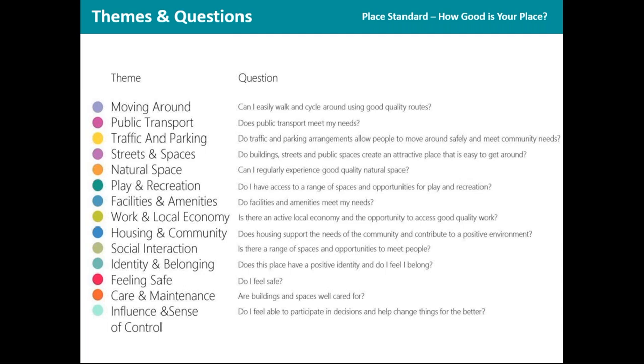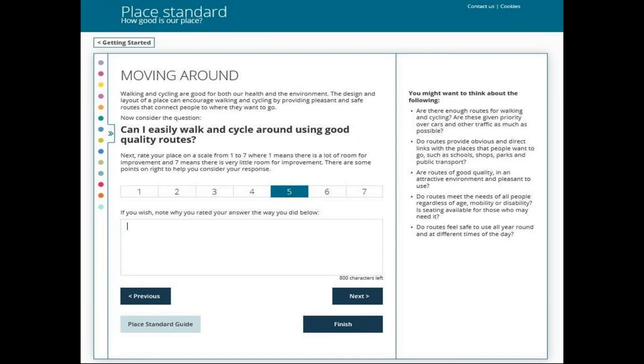Now, you'll see also on the right-hand side that the key question that is asked when using the tool isn't a complex question. So in moving around, we could have had a question asked talking about green travel or active travel. We didn't want to do that. We wanted to make the tool as accessible as possible, hence the reason why we ask a headline question such as, can I easily walk and cycle around using good quality routes? And that's a question that anyone can get engaged and have a discussion around.